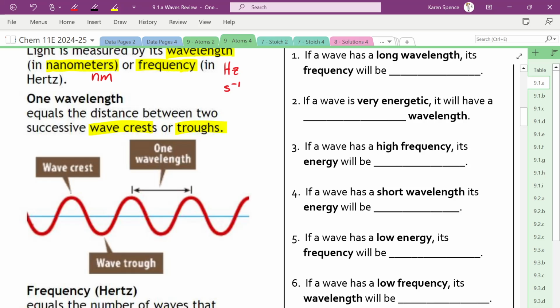Get it? A wave? No? Okay. Just do the exercises.